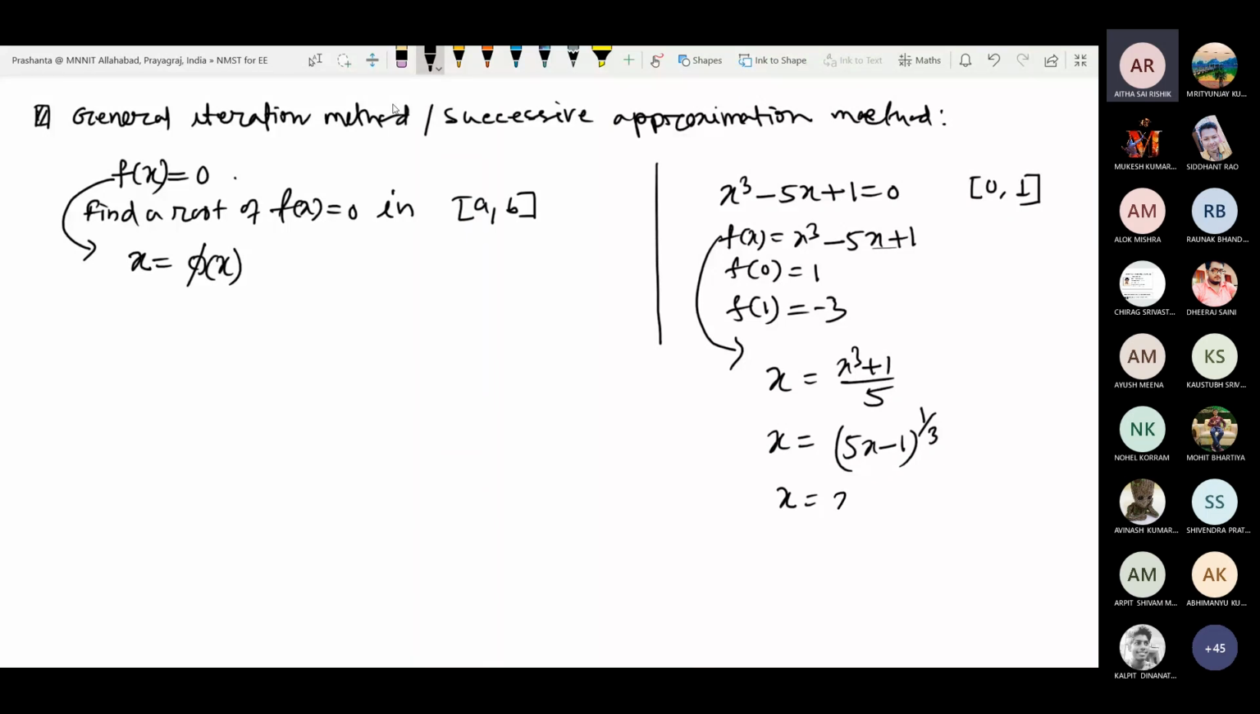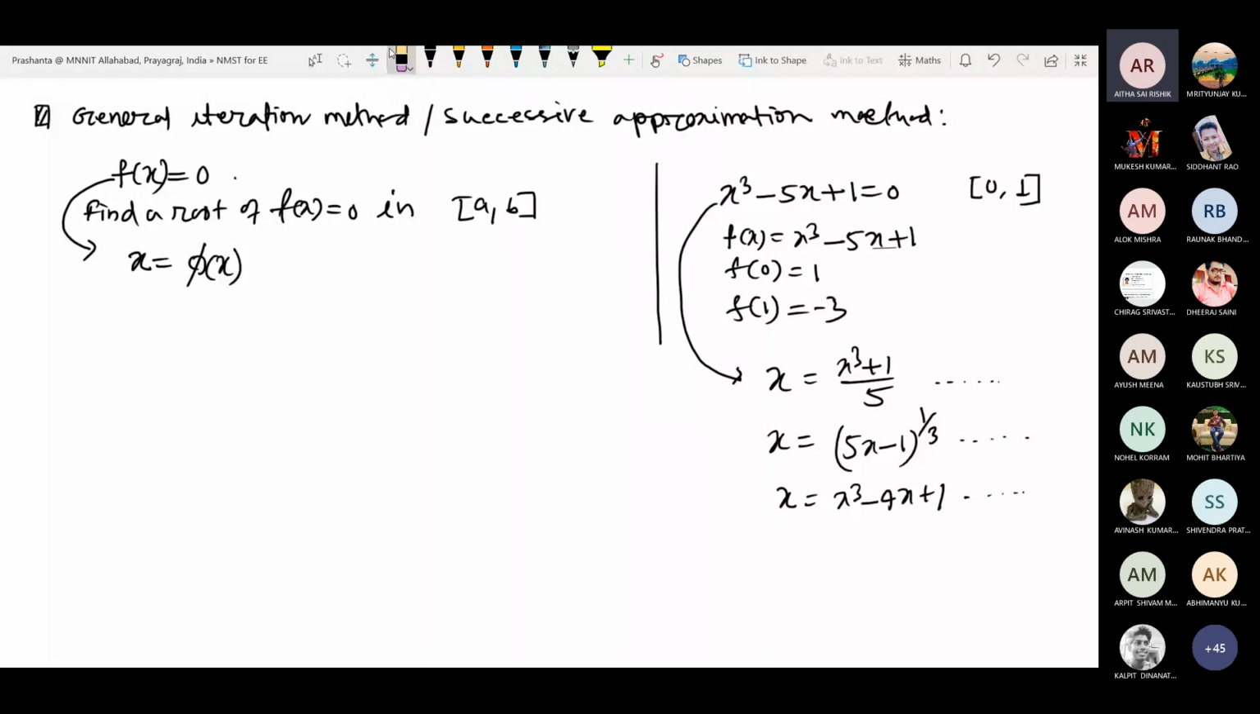Yes, x equals x cube minus 4x plus 1. Any other way to write it? There are several other ways. You can manipulate in different ways. So these are some possible ways to write the equation f of x equals 0 as x equals phi of x. Is it not? Yes, sir. This arrow is wrongly indicated. It should have been from here to here.